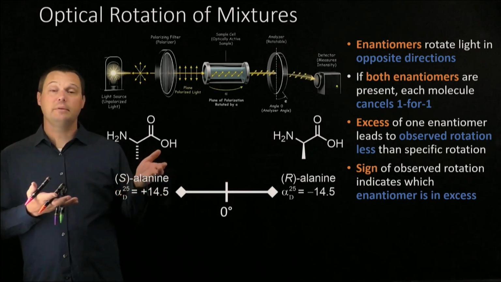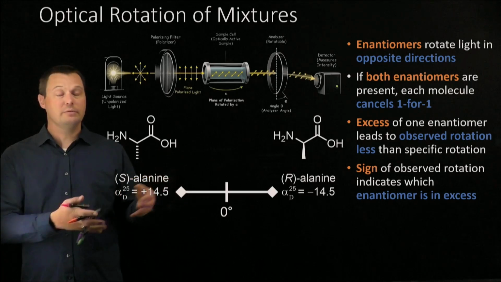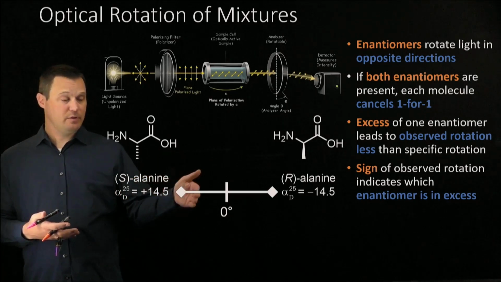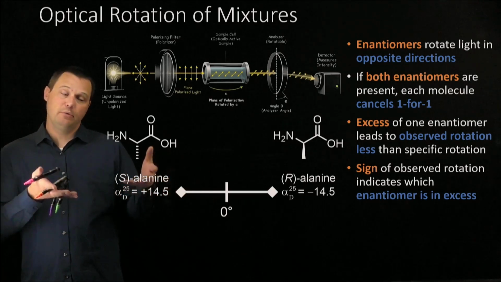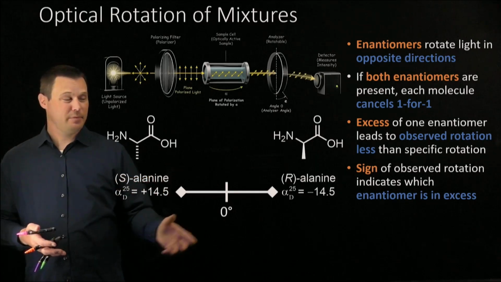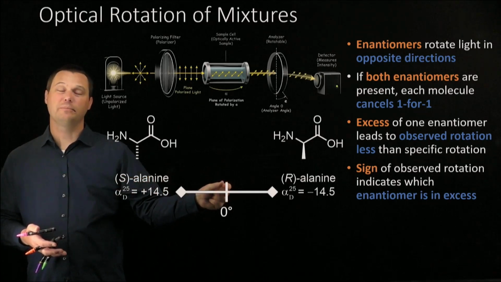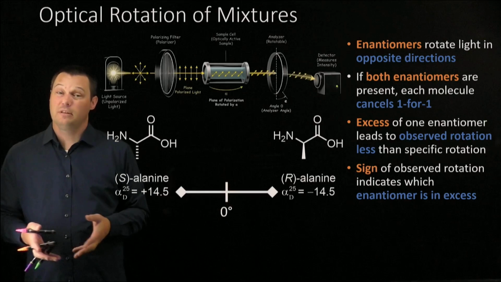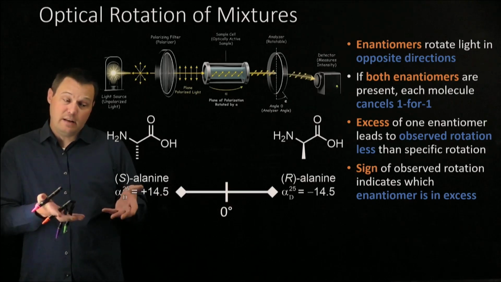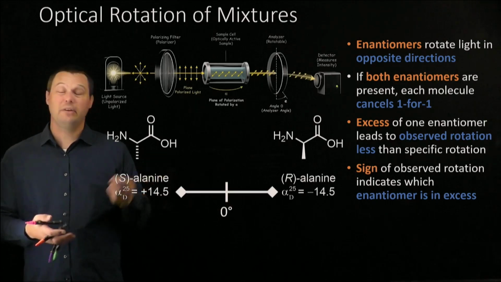Back to the example at the beginning of this video, perhaps the observed rotation is positive 3. That's a positive number that's closer to S than R, so our sample is enriched in the S enantiomer, but positive 3 is very close to 0, suggesting that the enantiomers are present in almost equal amounts. There is a slight excess of the S enantiomer, but it's fairly close to 50-50.